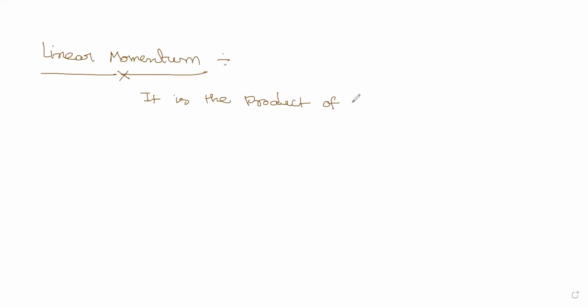It is the product of mass and velocity. A product of mass and velocity is called linear momentum. It is a vector quantity. I hope you know vector. A vector is a quantity having magnitude as well as direction. So that is called a vector quantity, m into v bar we will write. That is the linear momentum. That is the first factor.